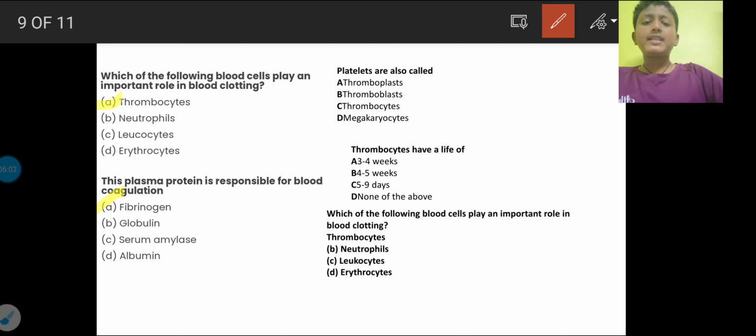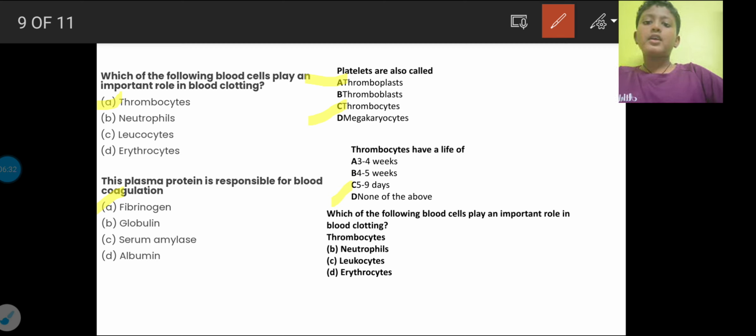And platelets are also called thrombocytes. And thrombocytes have a life of, what is the lifespan of thrombocytes? That is option C, 5 to 9 days. And platelets are also called thrombocytes is the wrong answer.